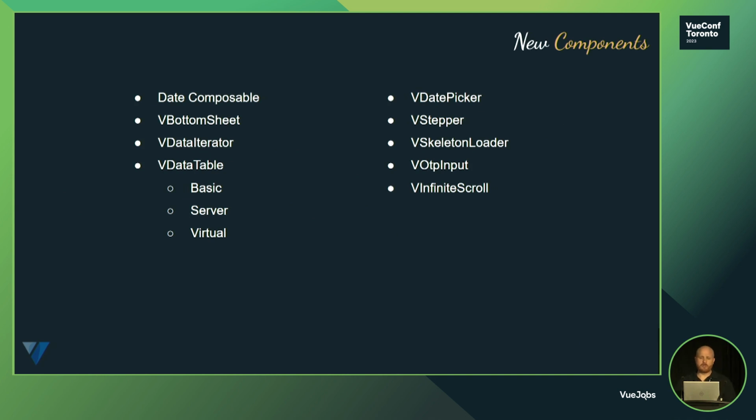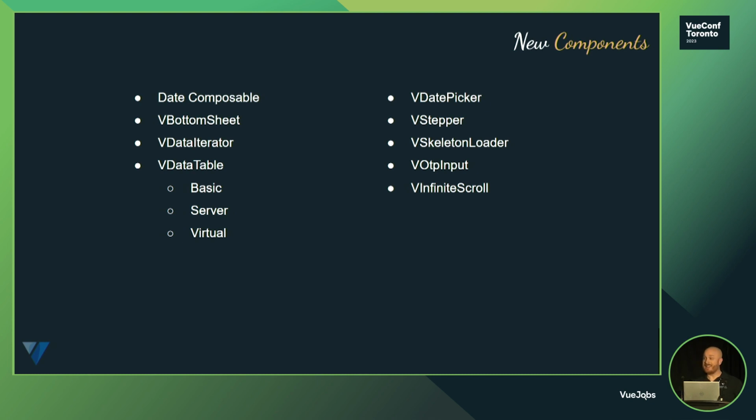So this is a list of the major new features in version 3.4. Like I mentioned before, we have the date composable. Now, if you've worked with Vuetify 2, some of these components you're probably used to, and some of them come over with just a straight port with no new features, but we have added some expansion for things like data table, and I'll talk about that. So our bottom sheet component, data iterator, these are two commonly used components for displaying information and showing data.